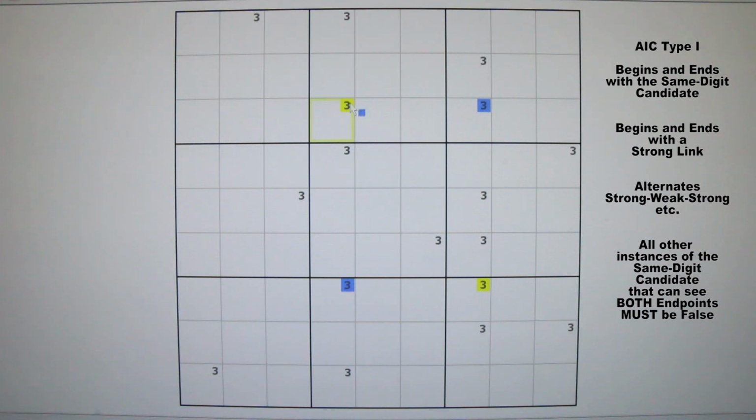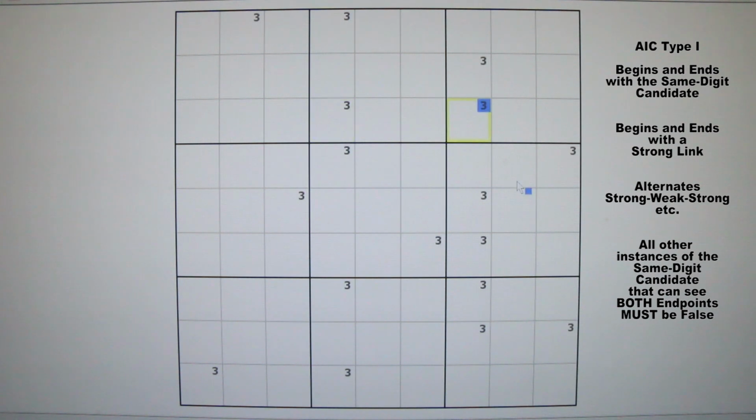So one of those 3s in column 4 has to be true, so every other candidate 3 that can see both of those will be false. And because they lie in the same house, that means every other candidate, up to 7 instances of that candidate, can be eliminated as false.